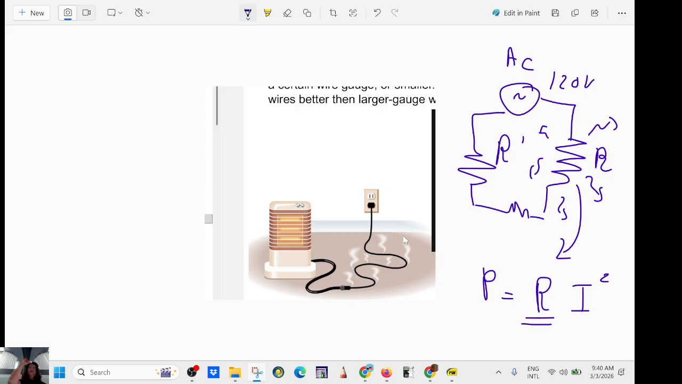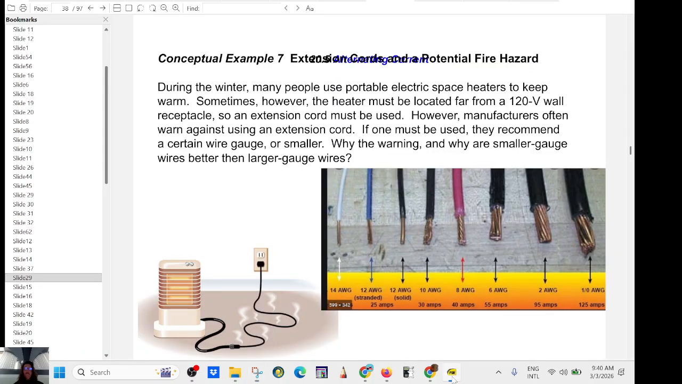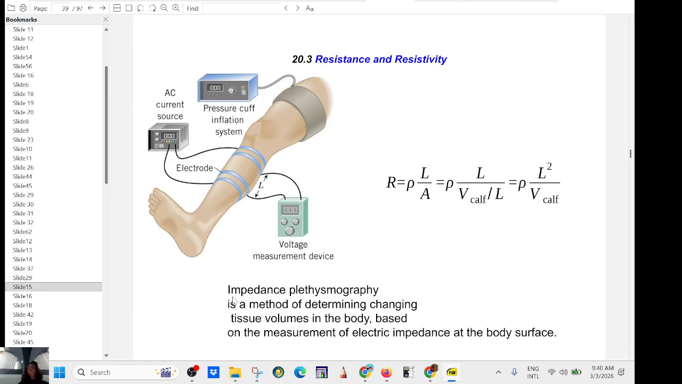They have a little tag, and you have to read the tag to see how much current it can take. Otherwise it's going to start a fire. But in Florida, we don't have to worry about that, which is good.